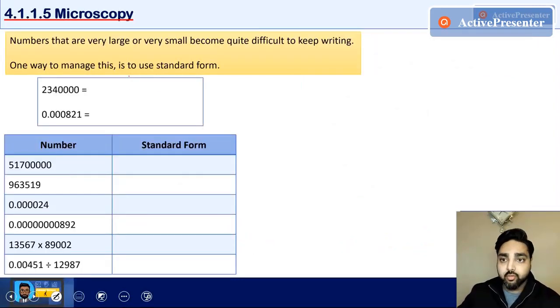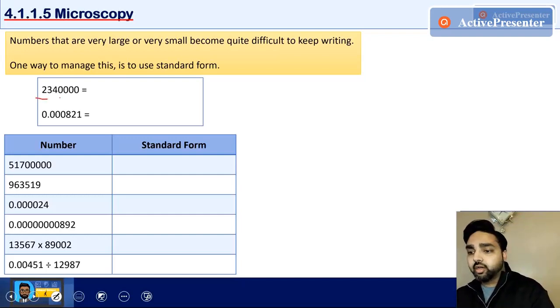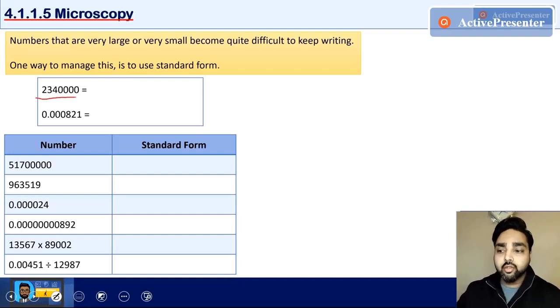So for the next part of the lesson, we're going to look at standard form. Standard form is a technique used in maths to write really large numbers or really small numbers in a simplified manner. So I'm going to give you two examples, and we're going to start with the ones at the top.